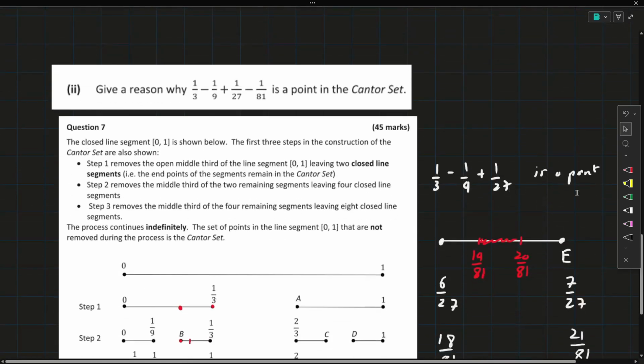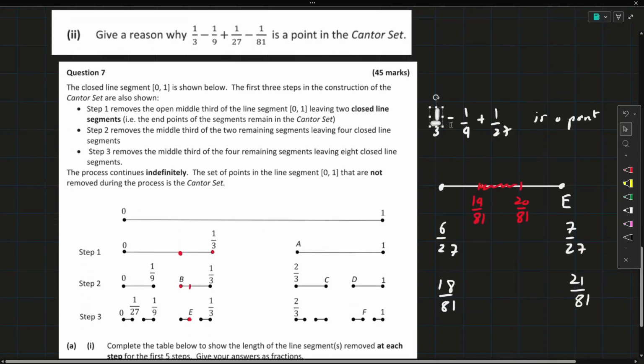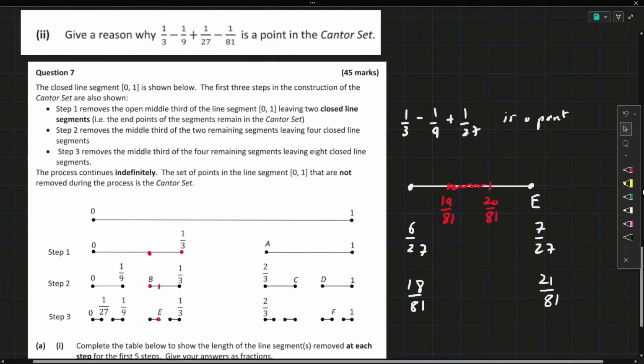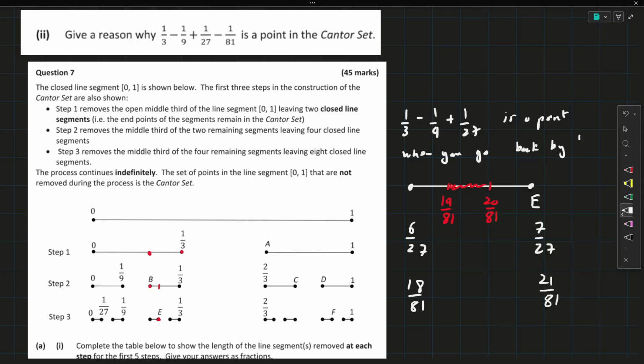So we ended up here at a third minus a 9th plus 1/27th, and we said that was E. So E is 7/27 or 21/81. And then if we go to the left by 1/81, you can see that that brings us to another point. So that's the same as subtracting 1/81. So you can say that this is a point, and then when you go back by 1/81, you reach a new endpoint for that reason.